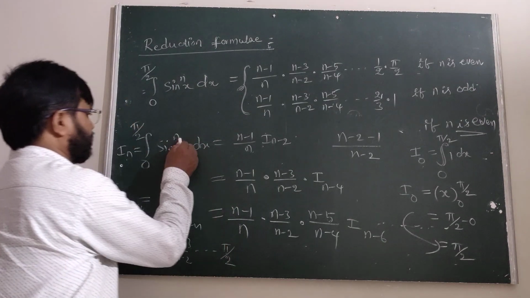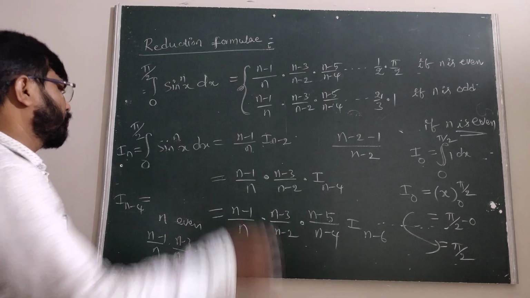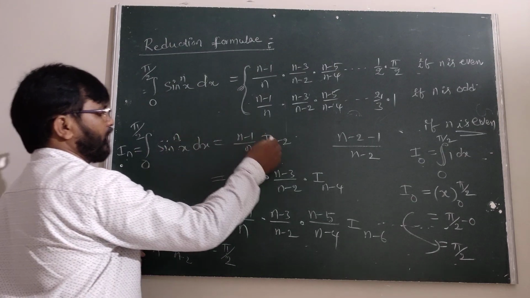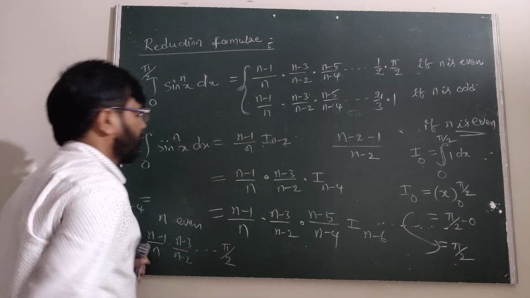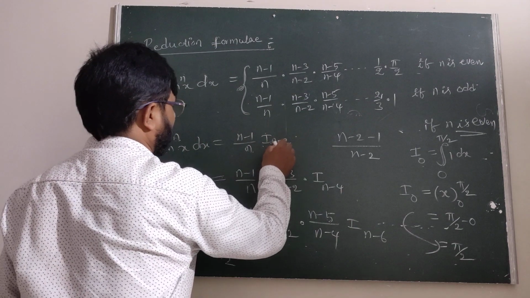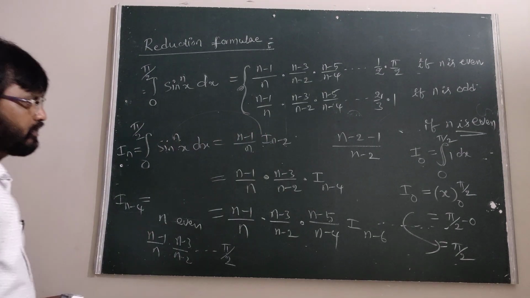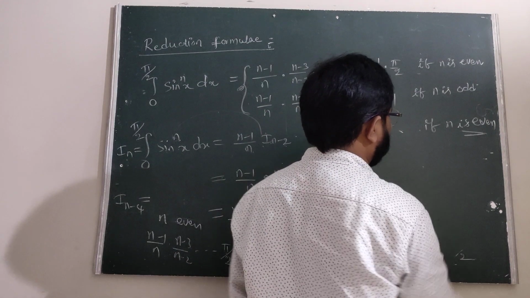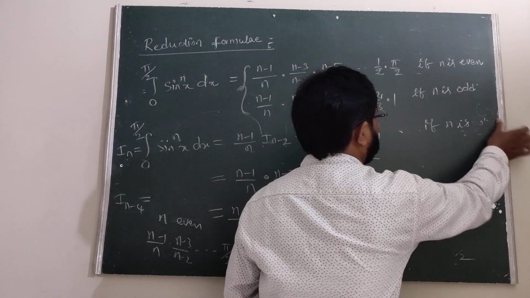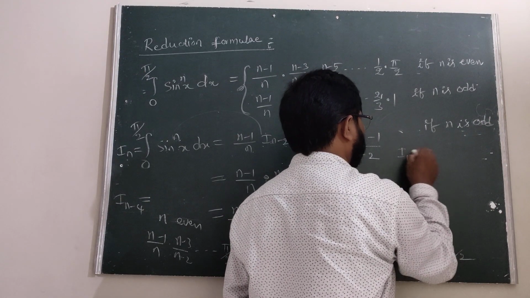Suppose you take 3 minus 2, that is 1; I1 is the last. Suppose you take 5 minus 2, that is 3; then you can find I3, and 3 minus 2 is 1. Therefore, for n odd, finally we get I1. What is I1? All of you listen here: if n is odd, undoubtedly we finally get I1.